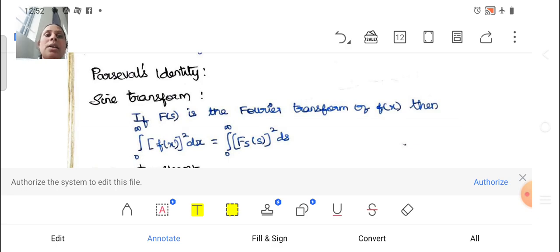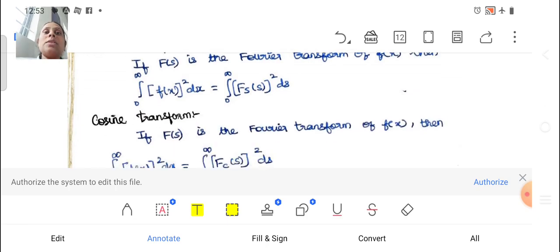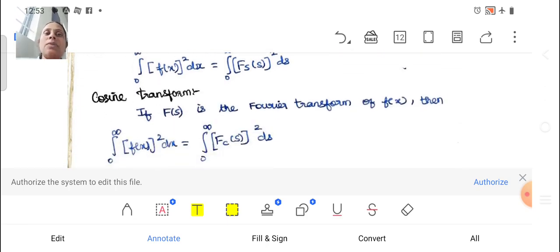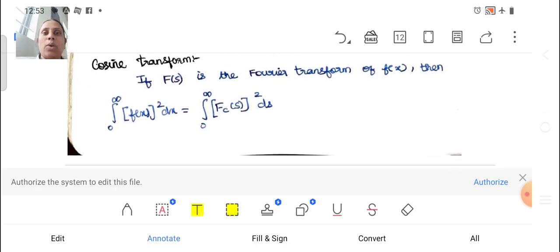Here Fs of s is the Fourier transform of f of x, and the identity is the integral from 0 to infinity of f of x the whole square. Since the function involves x, the integral is dx. On the right hand side, it is the integral 0 to infinity of Fs of s the whole square, here the function involves s, so we put ds. Next for the cosine transform, we use the same formula, but in the suffix we include c.